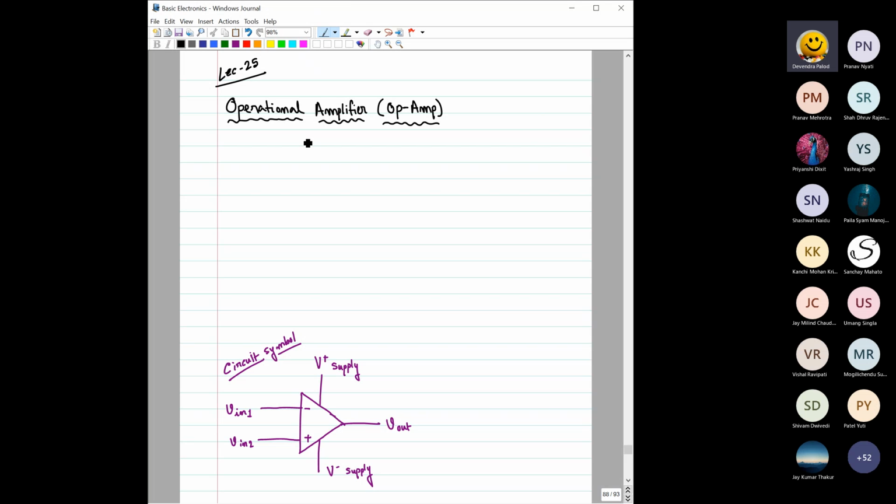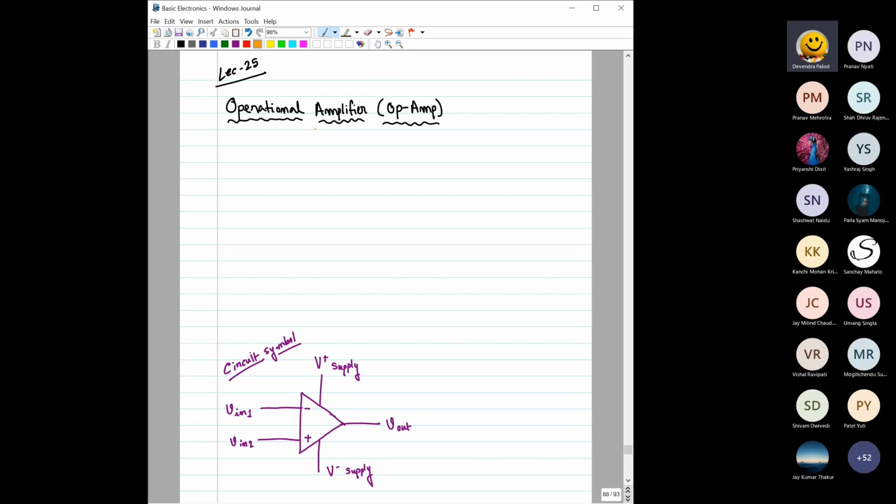Once again, good morning to all of you. Today we are going to start our discussion on op-amp. Op-amp stands for operational amplifier. OP stands for operational and AMP stands for amplifier. So far I think you are quite familiar with this term.